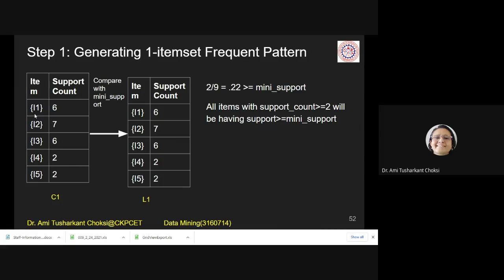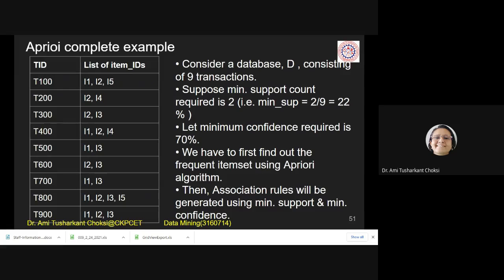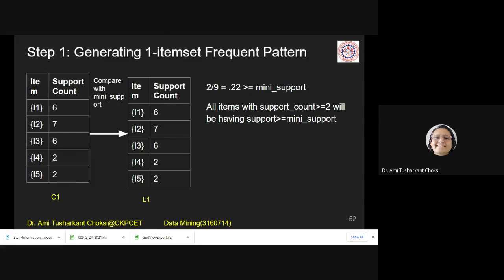For I1, let us go back. For item I1, 1, then 2, then 3. I'm moving my mouse, please check it out. See that properly. This is 3, then this is the 4th time, this is the 5th time, and for the 9th transaction also it is there. So for I1 we can say it is available 6 times in the table, which table? Our transaction database, right? So I1 is found 6 times.